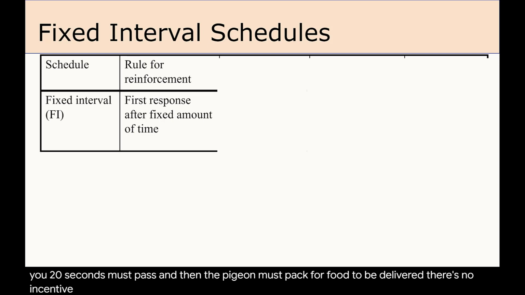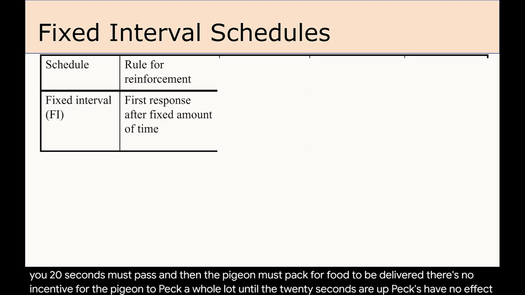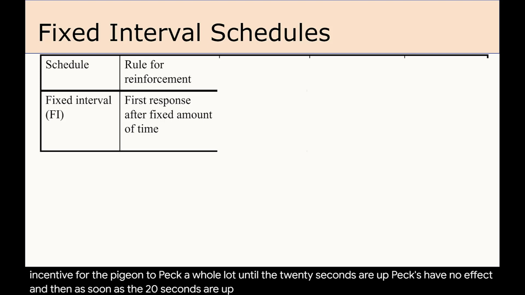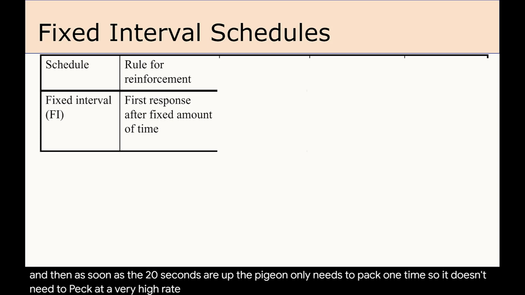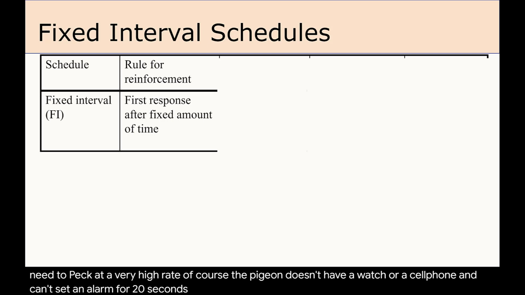There's no incentive for the pigeon to peck a whole lot. Until the 20 seconds are up, pecks have no effect. And then as soon as the 20 seconds are up, the pigeon only needs to peck 1 time, so it doesn't need to peck at a very high rate. Of course, the pigeon doesn't have a watch or a cell phone and can't set an alarm for 20 seconds. Without some kind of cue, it can be difficult to tell when time is up.